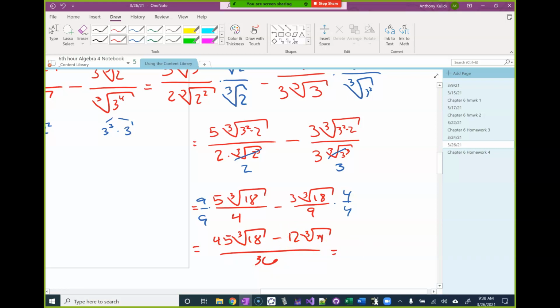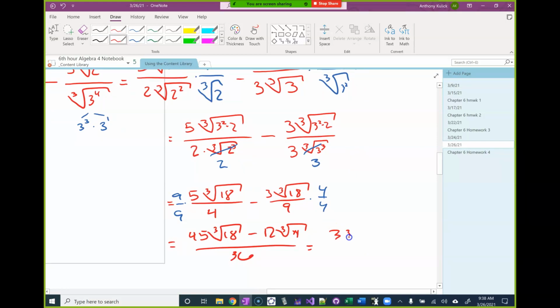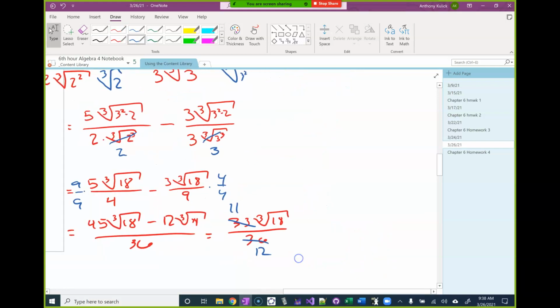45 minus 12 is 33 cube roots of 18 over 36. And then 33 and 33 over 36 can reduce. So if I divide both by 3, I have 11 over 12. So I have 11 cube roots of 18 over 12.